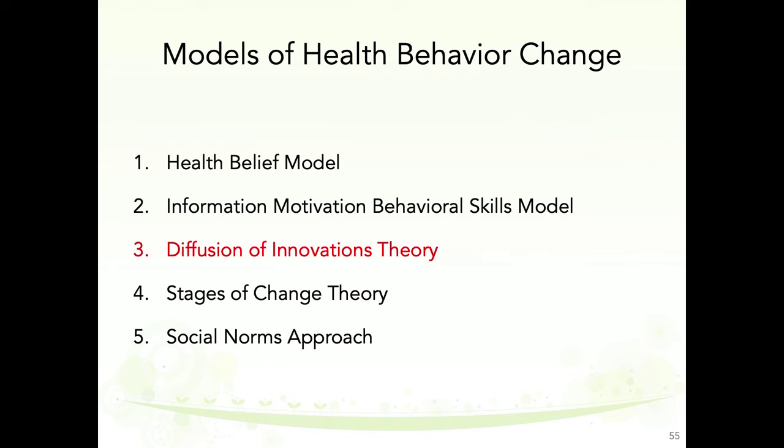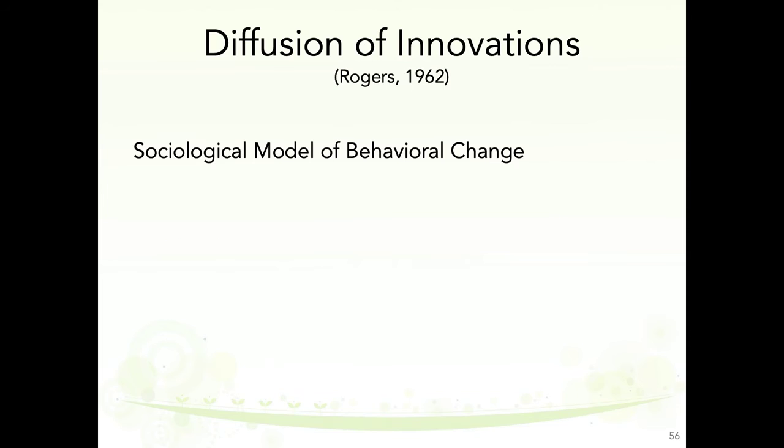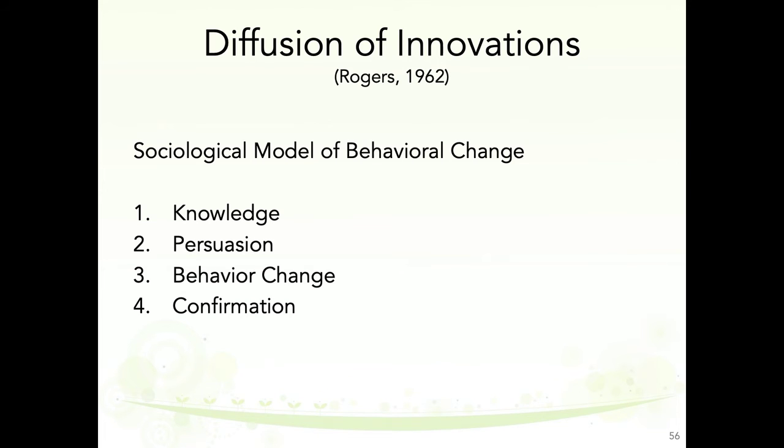The third theory I'd like to talk about is diffusion of innovations. It's a bit clunky name, but actually I think you're already familiar with this one. This model actually comes to us from sociology, and it was first investigated in agriculture, believe it or not. And it has 4 main components: knowledge, which we've seen before, persuasion, behavior change, and confirmation. And these are stages. It is now describing not psychological factors, but stages of the process of behavior change in a group.